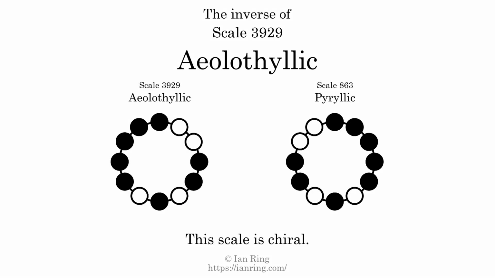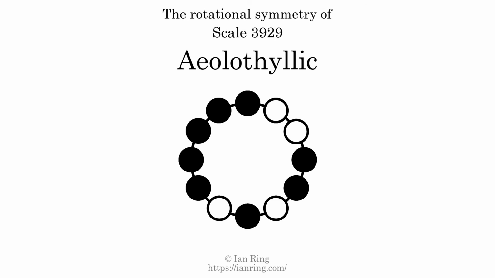The inverse of a scale is a mirror image. It is what you get when the sequence of intervals is reversed. The inverse of this scale is scale 863, also known as Pyrrholic. This scale is chiral. It cannot transform into its inverse by rotational transformation. This scale has no rotational symmetry.